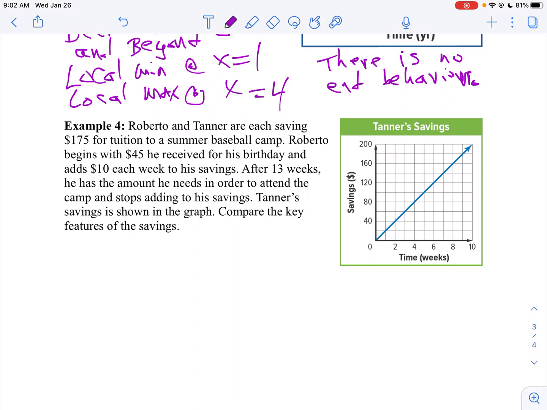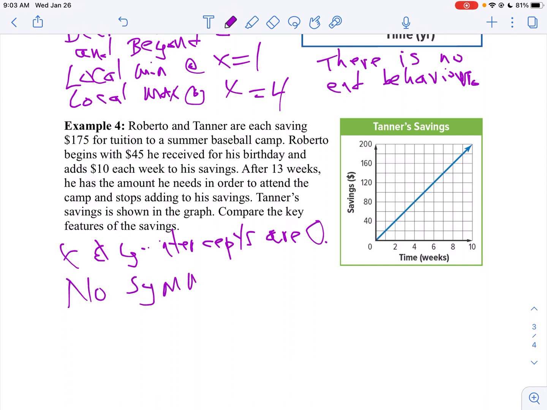So we're just going to do what we just got done doing. So we'll start with our x and y intercept. Now this one, you have an x and y intercept. They're both at 0. It crosses the x-axis at 0, crosses the y-axis at 0. So what that tells me is that Tanner had nothing saved to start with. So the x and y intercepts are 0. There is no symmetry, because if I would draw a line any place up and down, there's nothing on the same.